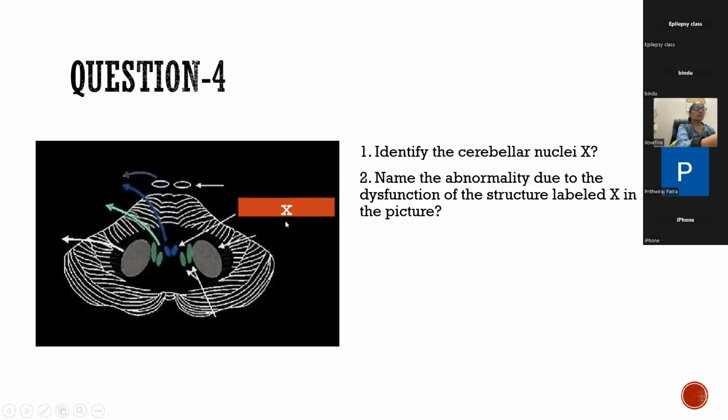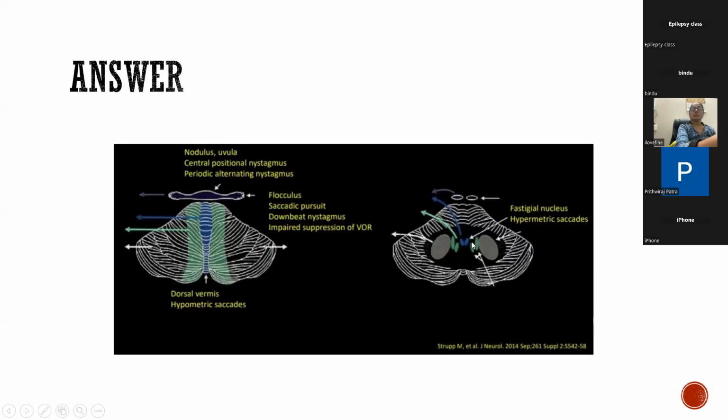The next question was to identify the cerebellar nucleus X. So this is the fastigial nucleus, and name the abnormality due to the dysfunction of the structure labeled X in the picture. So here we can see that fastigial nucleus impairment will cause hypermetric saccades. The problem with nodulus and uvula will cause a central positional nystagmus and a periodic alternating nystagmus. And the floccular involvement will cause a saccadic pursuit, downbeat nystagmus, and impaired VOR suppression. And the dorsal vermis impairment will cause hypometric saccades.